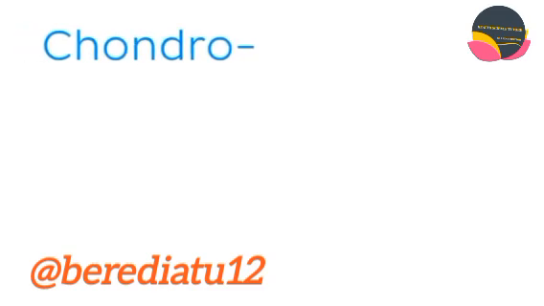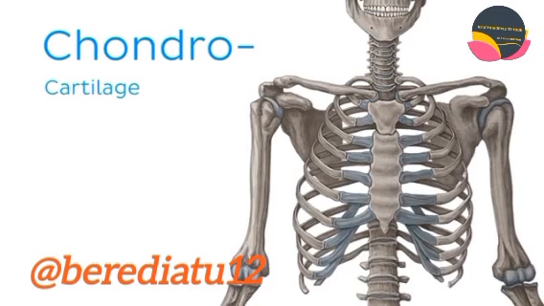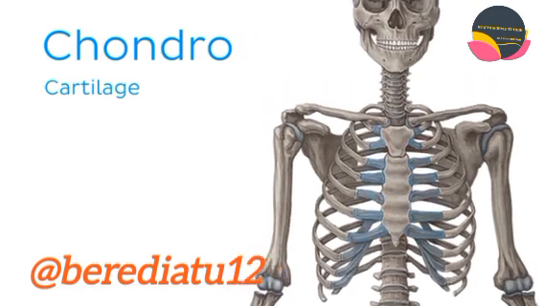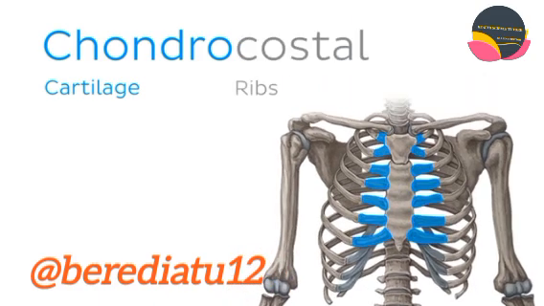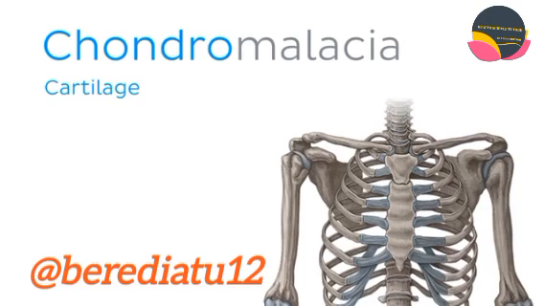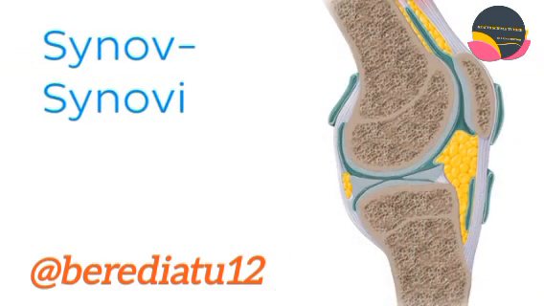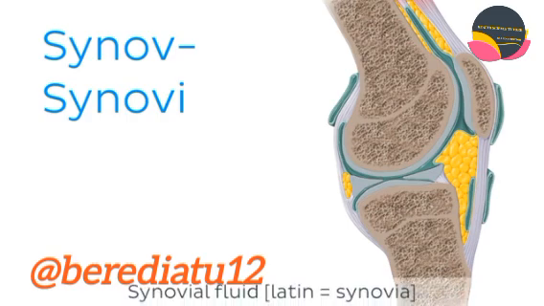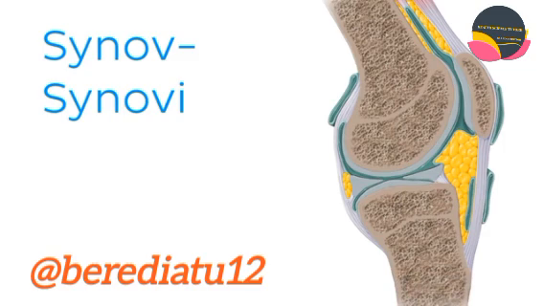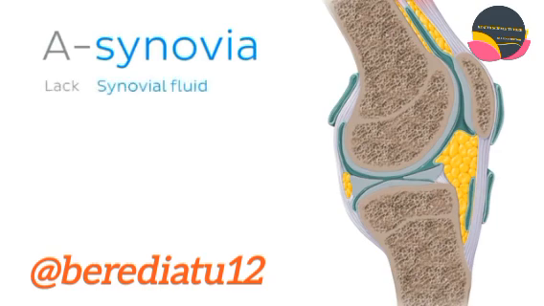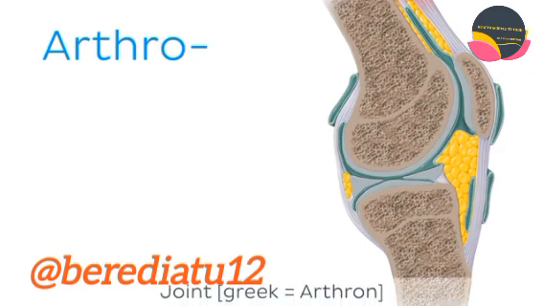Our next prefix is chondro, which you might already be familiar with. It refers to cartilage. For example, we have chondrocostal, which refers to a structure or region pertaining to the ribs and costal cartilages, or chondromalacia, an abnormal softening of the cartilage. Next one is synovial, or synovio with an O at the end. This one you've also probably heard of in relation to synovial fluid or synovial joints. Absent or insufficient production of synovial fluid is what we call asynovia. And finally, last but not least, we have arthro, which is a prefix referring to a joint.